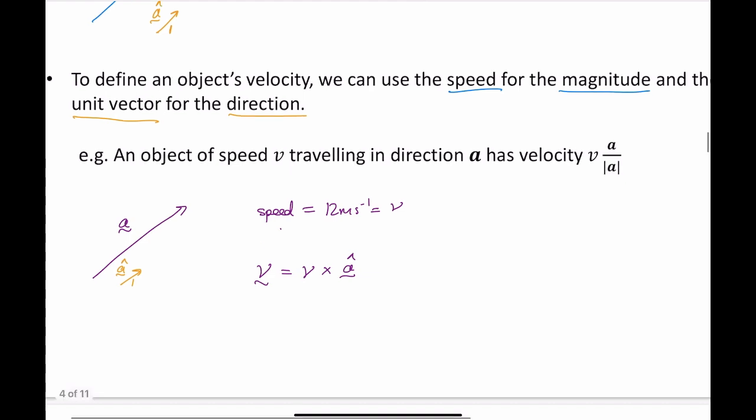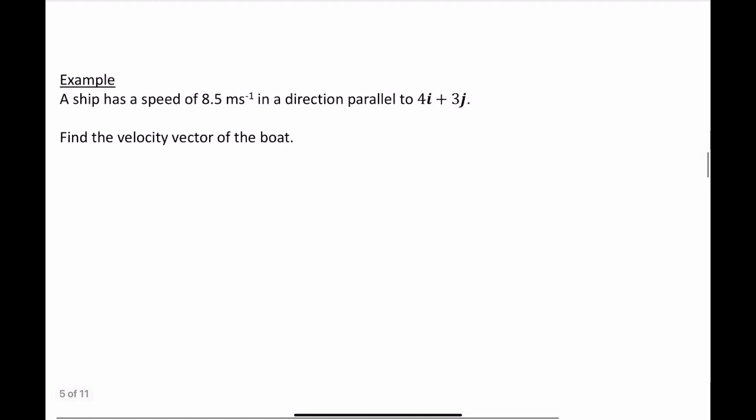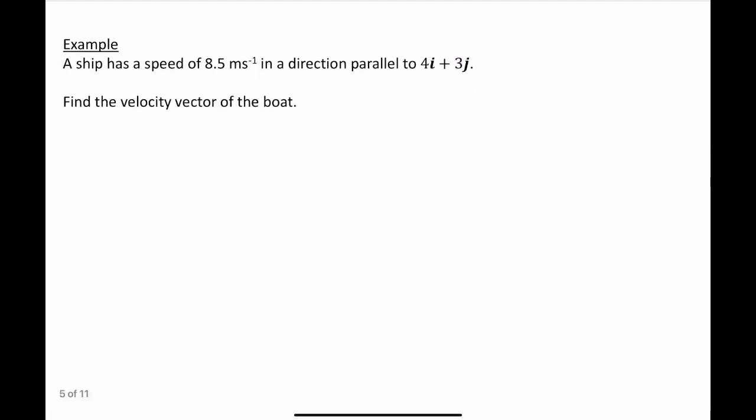So if it's helpful, I can write up here, the velocity is 12 in this specific example, times the unit vector. And let's substitute in what we already know up here about how we find a unit vector. All we're doing is taking the direction vector and dividing it by its length so that we get something of length 1, and then we multiply that by the actual length we want, the speed. Okay. So let's have a look at that again in context. So we're told a ship has a speed of 8.5 meters per second in a direction parallel to 4i plus 3j.